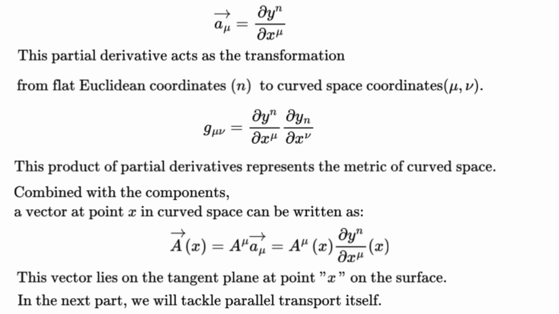Combined with the components, a vector at point x in curved space can be written as. This vector lies on the tangent plane at point x on the surface. In the next part, we will tackle parallel transport itself.